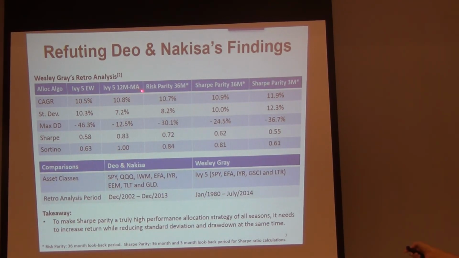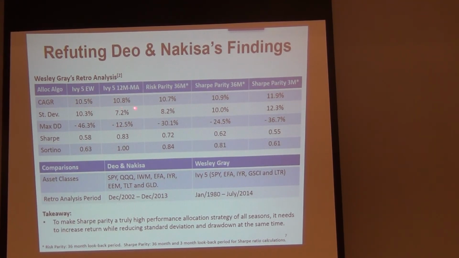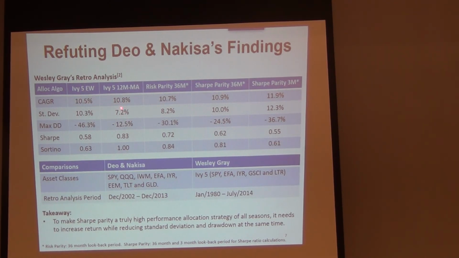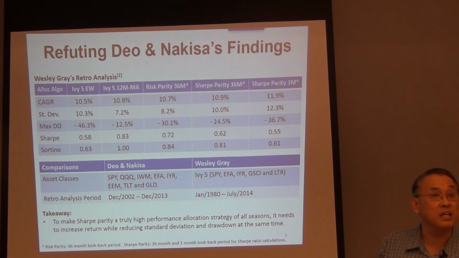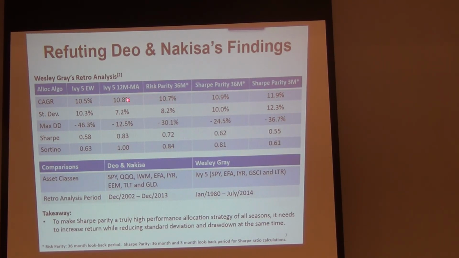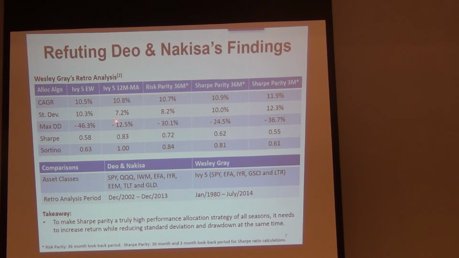So we know that using the 12 month moving average as essentially a timing mechanism, the compound annual growth rate is about the same. Standard deviation is reduced, maximum drawdown is reduced quite a bit, the Sharpe ratio is higher, and the Sortino ratio is higher. The Sortino ratio only looks at the negative return. The risk parity is about the same, with standard deviation a bit higher. Drawdown is quite a bit more than Meb Faber's approach, but less than the equal weight. Sharpe ratio is 0.72, again higher than equal weight and lower than the 12 month moving average.